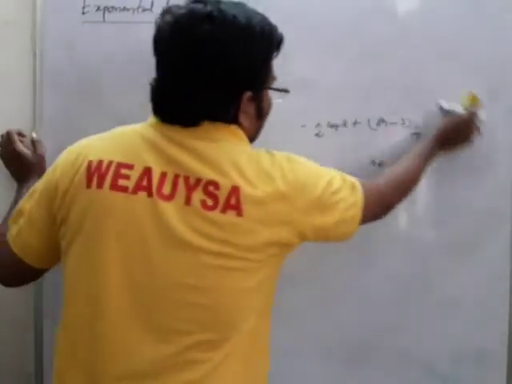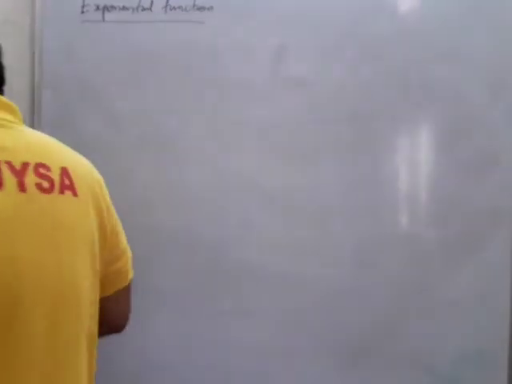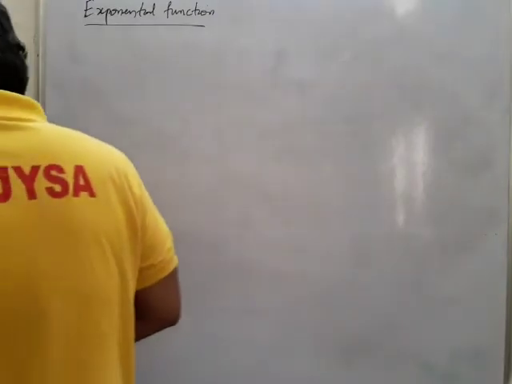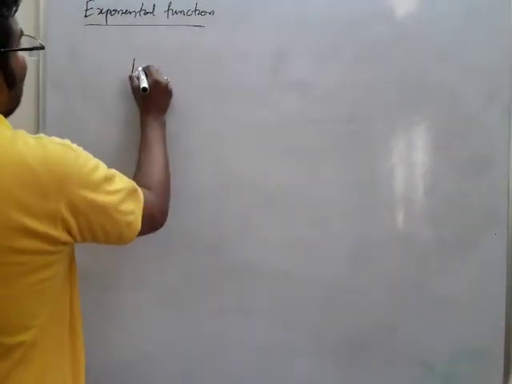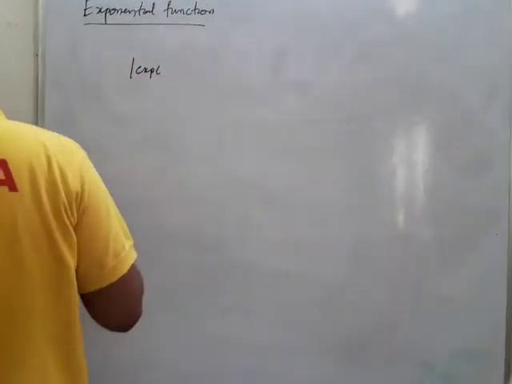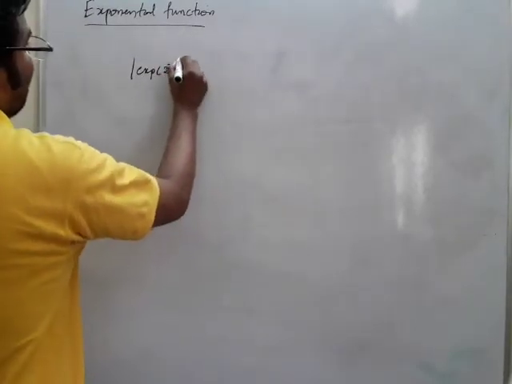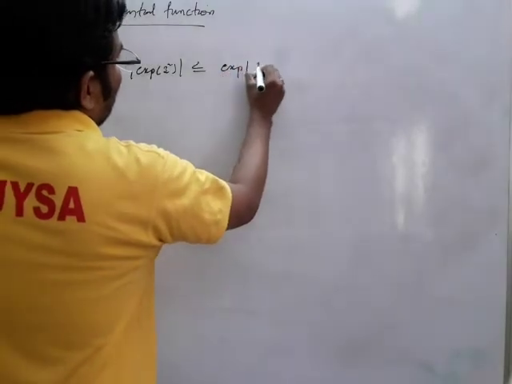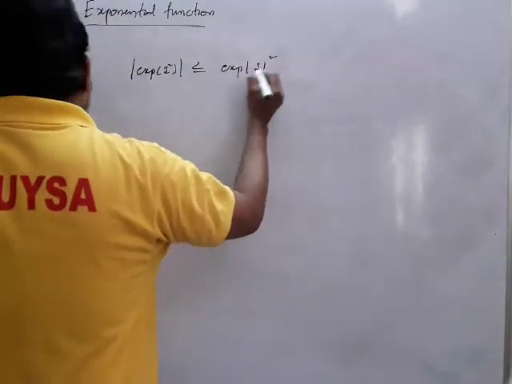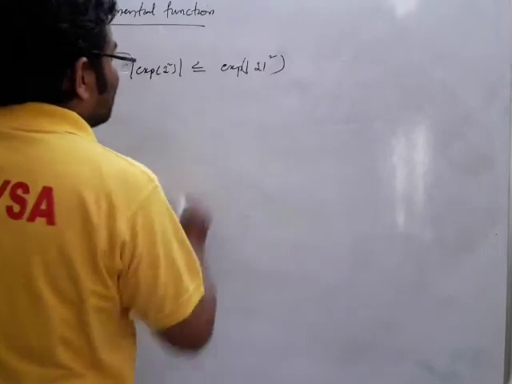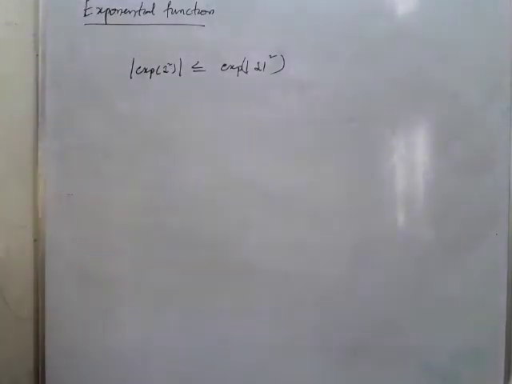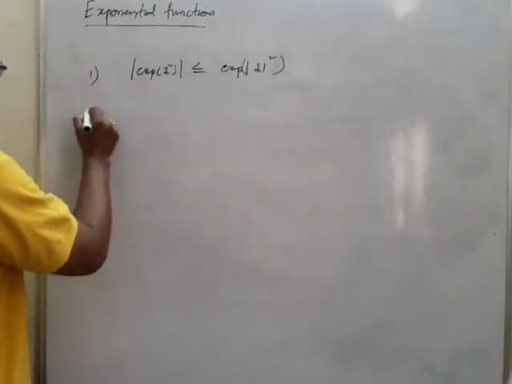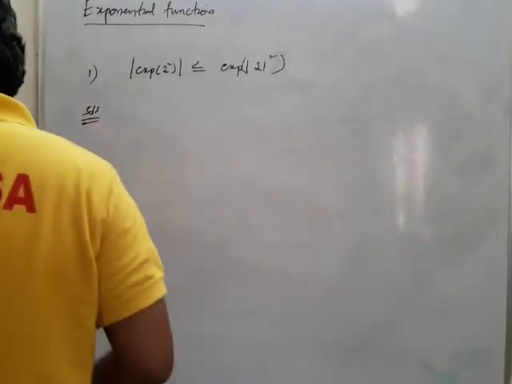We'll try to go for other problems like this. Okay, we'll do another important problem, that is, mod of exponential z square is less than or equal to exponential of mod z square. This is another important problem, and we'll try to see how to solve this.